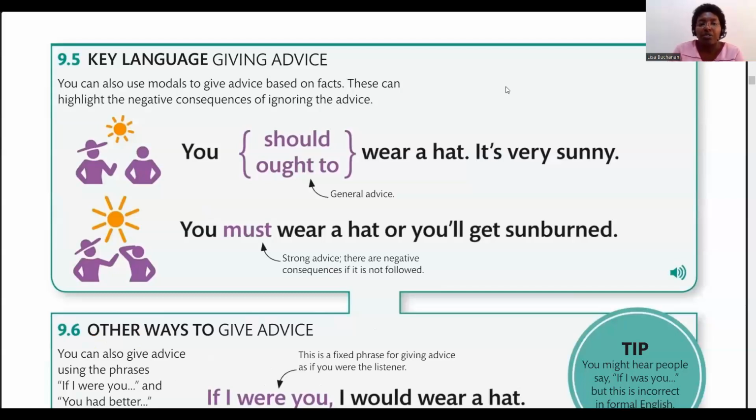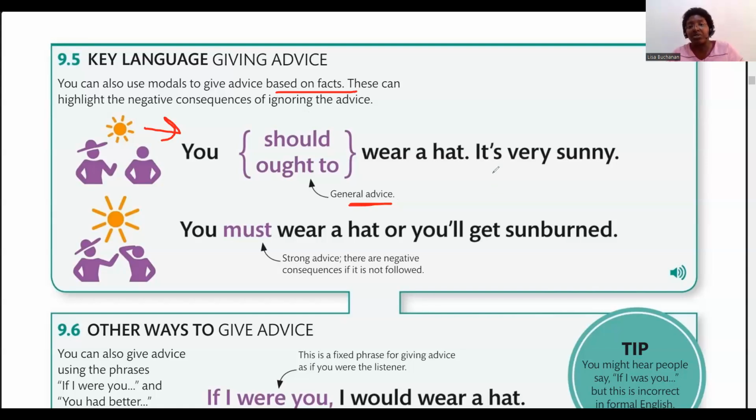You can also use modal verbs to give advice based on facts. These can highlight the negative consequences of ignoring the advice. So, based on facts, let's look at the first one. You should or you ought to, and remember, that's general advice when we have should or ought to. In this case, wear a hat.